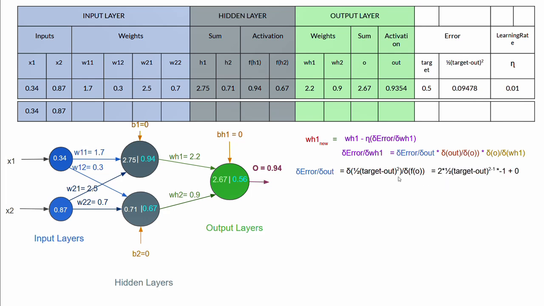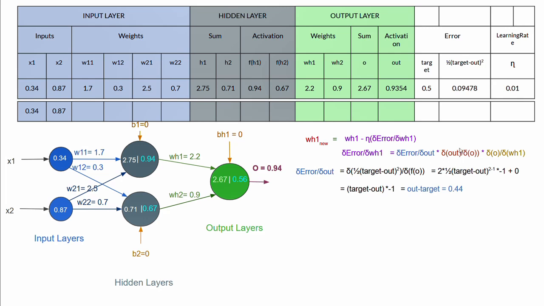If you do the differentiation, you will get 2 times half, target minus output, times minus 1. Further we reduce it to (target minus out) times minus 1, so it will swap and become out minus target. What is my out, what is my target? We have the out value here and the target value here, and we get this value. So we get the first component.